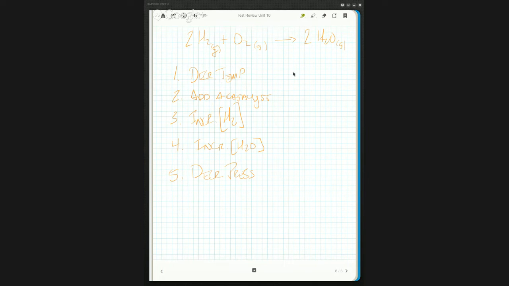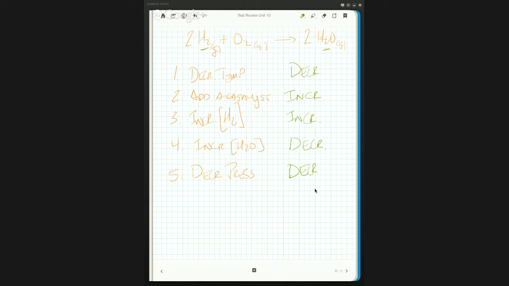So if we decrease temperature, we decrease the rate of the reaction. If we add a catalyst, we increase the rate of reaction. If we increase the H2, it's a reactant. It's going to increase the rate of the reaction. If we increase the H2O, that is going to decrease, because now it's more in the way. And if we decrease the pressure, it increases the volume. These molecules spread out, and it's more difficult for them to collide with each other. This will decrease our rate of reaction.